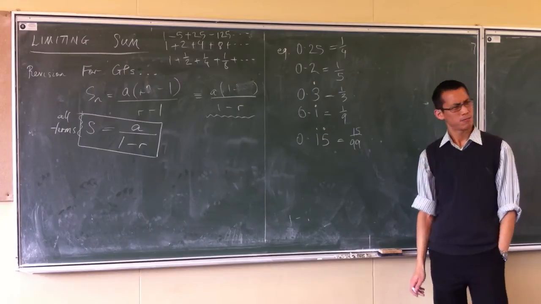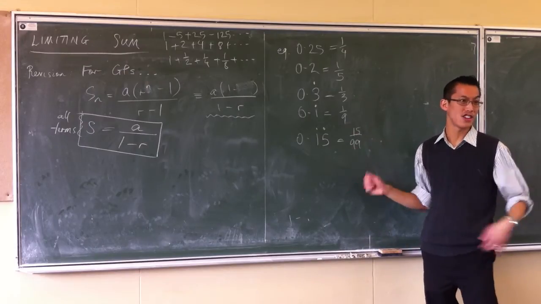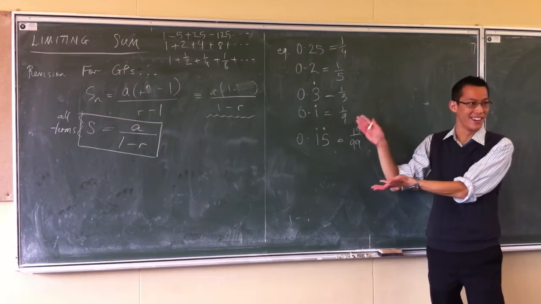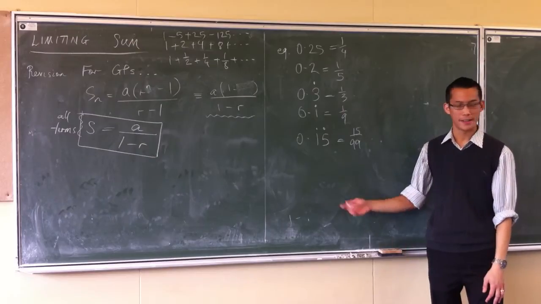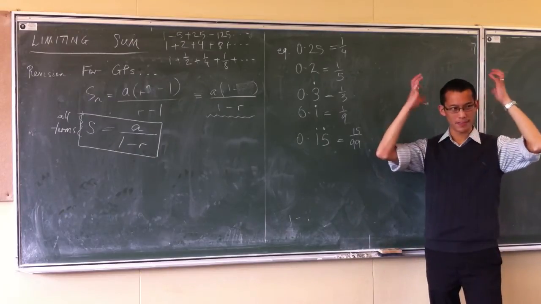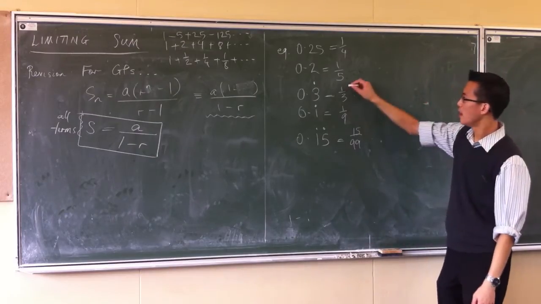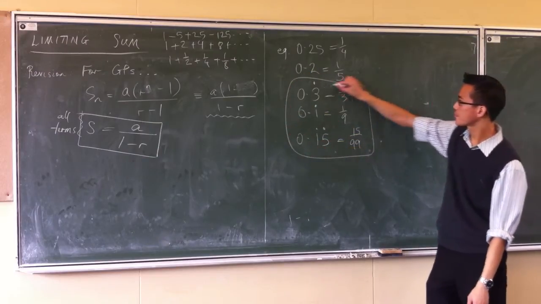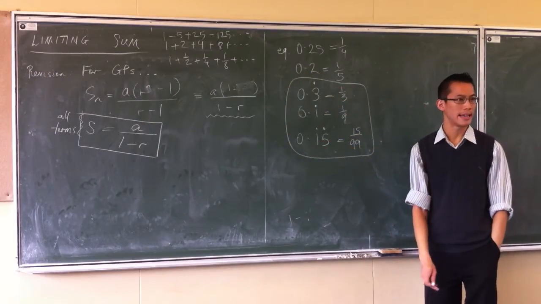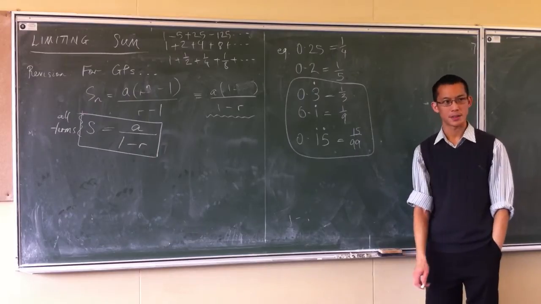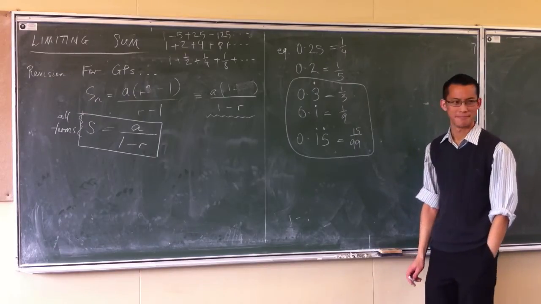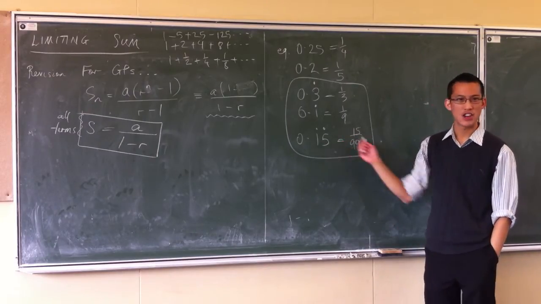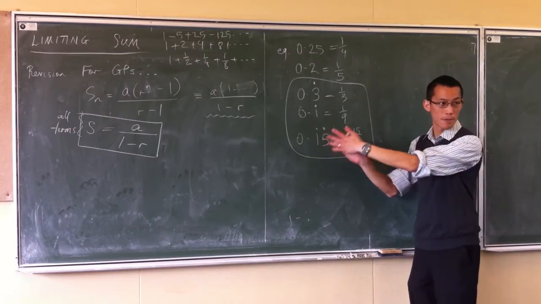Okay? So you're like, but why is that? You can rote learn this result. We make you rote learn it in year 7, but can you explain it? I wonder if the cogs are turning in your head yet. These three here, even though they don't look like it, they're GPs. These are geometric progressions. It's actually the sum, the whole thing.